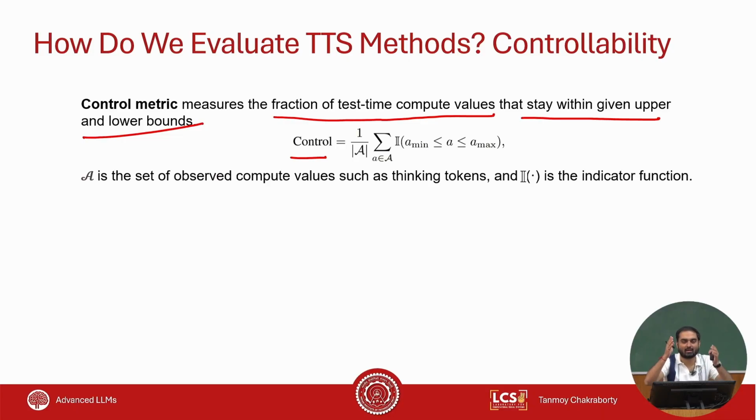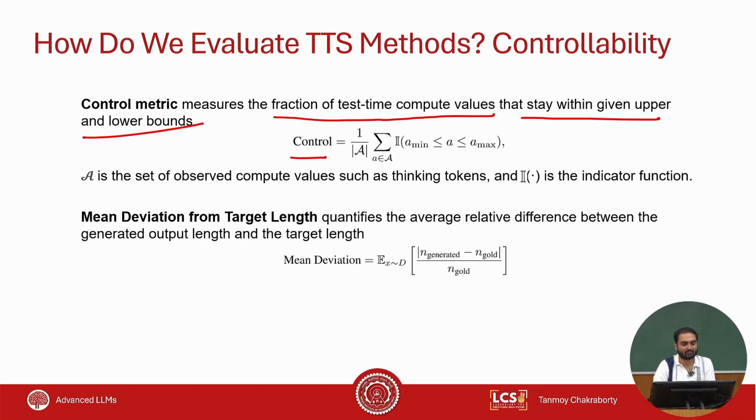So you have an upper bound on the reasoning trace that you should generate, the number of tokens that you should generate, and also the lower bound, right? So you check for how many traces it comes within the range of this upper and lower limit, right? If it comes within this range, then it is okay, otherwise not.